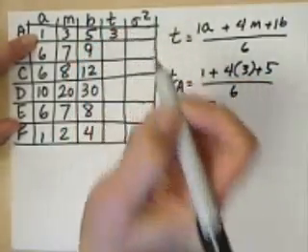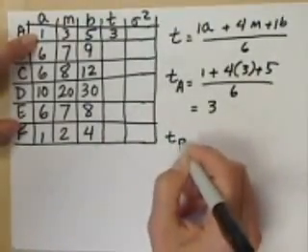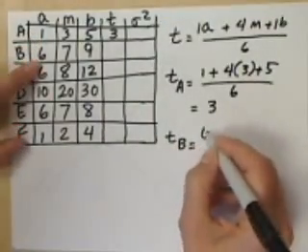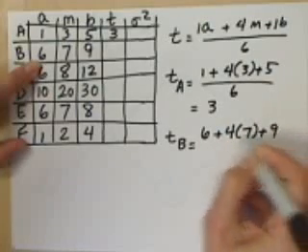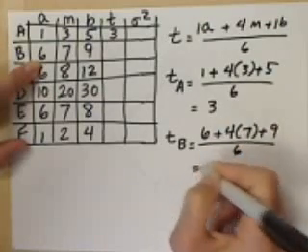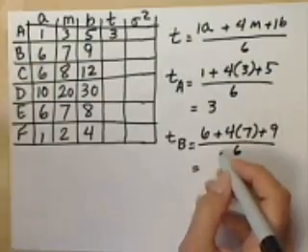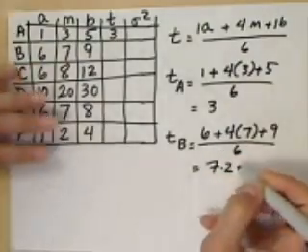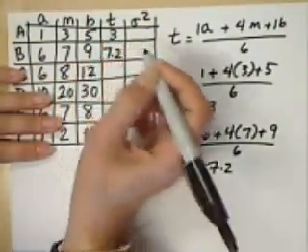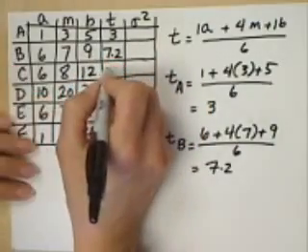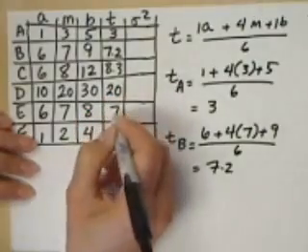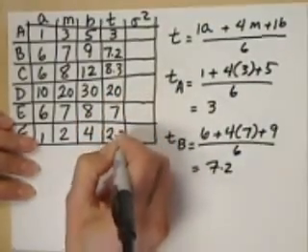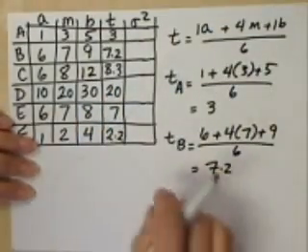So I will record 3 in here. For activity B, we have 6 plus 4 times 7 plus 9 over 6, and that gives me a 7.2 average. So I will record that here. Going down the line, I have 8.3, 20, 7, and 2.2 as average times.